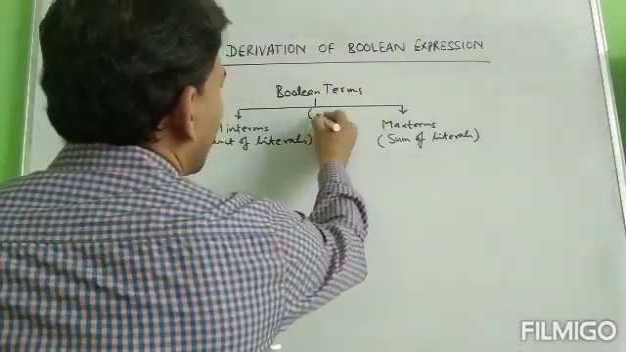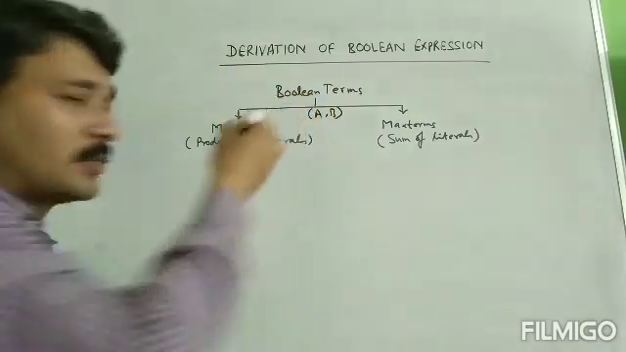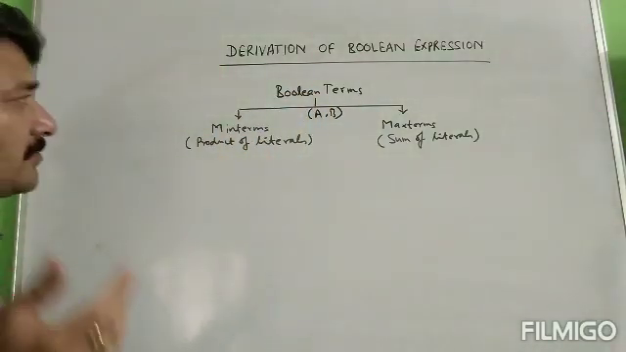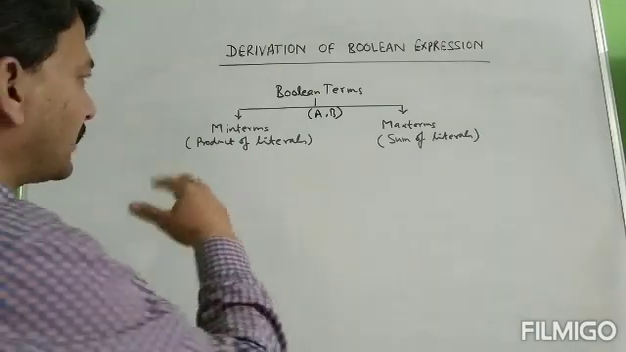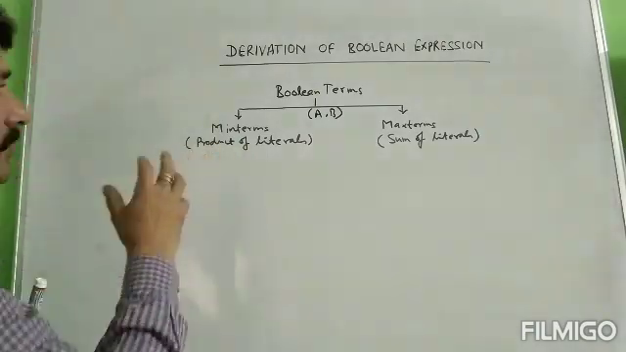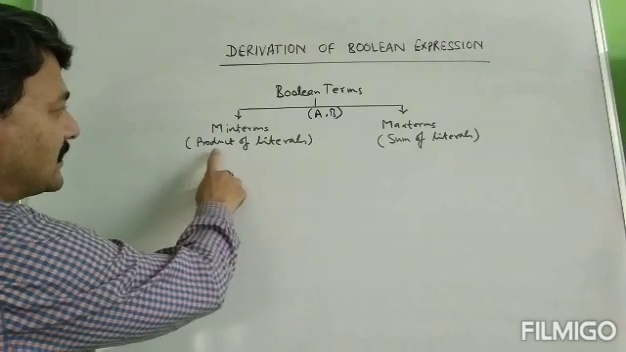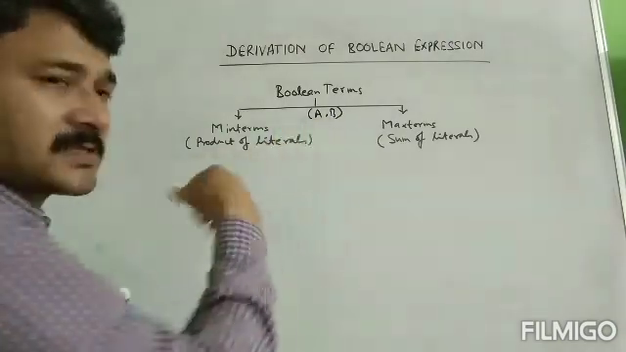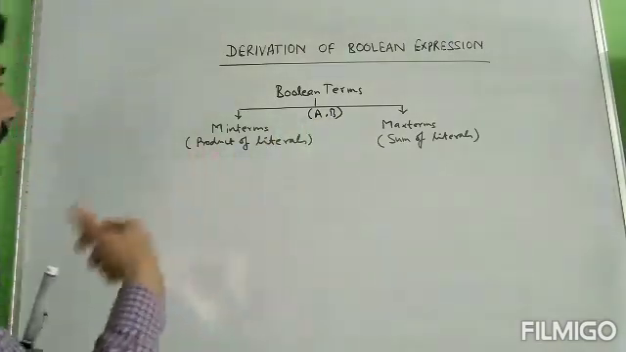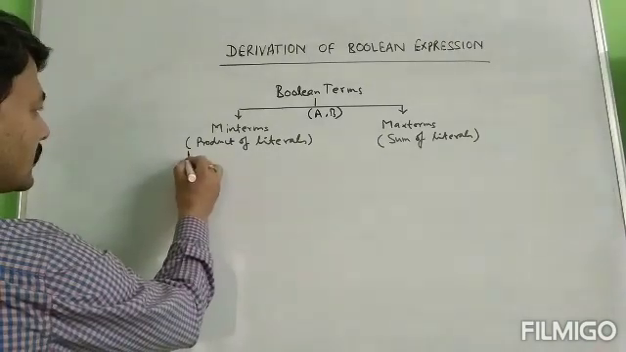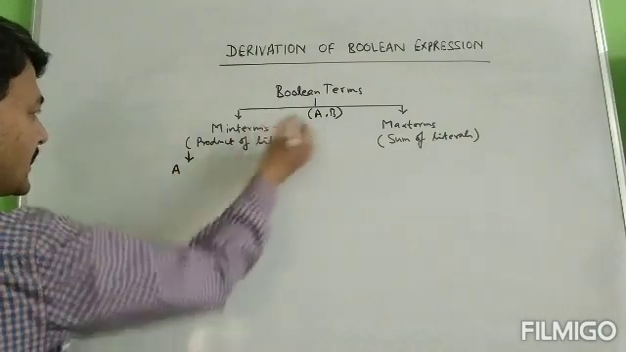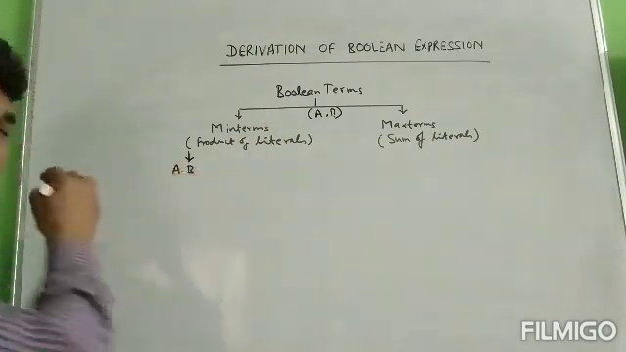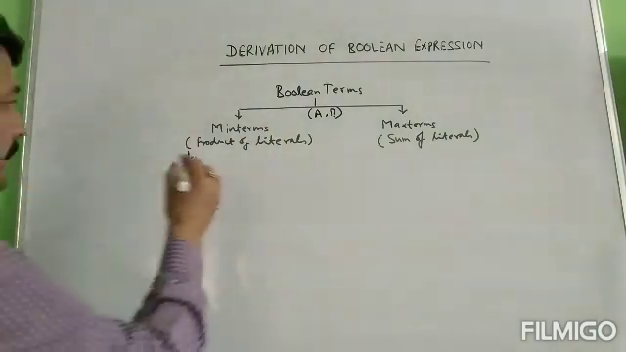Here we are using a 2 variable example, min term and max term. I am taking the example of 2 variables A, B. You can take 3 variable, 4 variable examples also. So min term, what is min term? Min term is nothing but the product of literals. Literals are A, B here. A and B are the literals. So the product of literals, the first minterm using A, B is A and B.